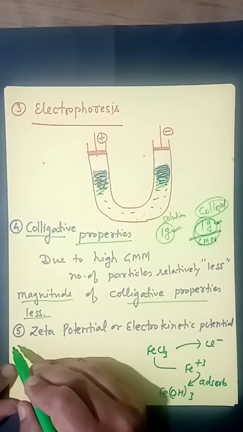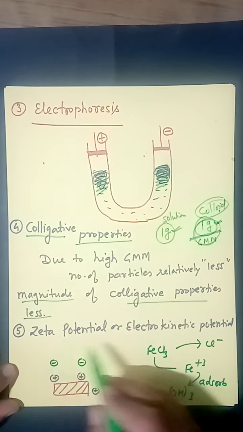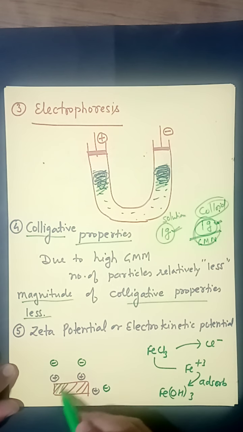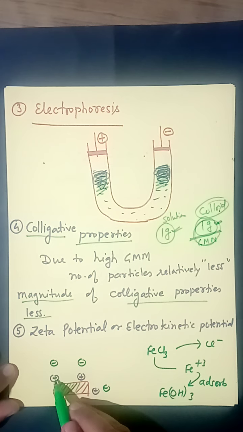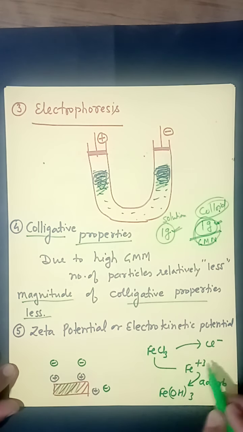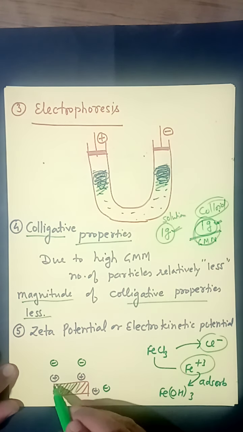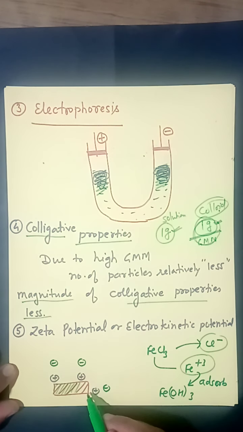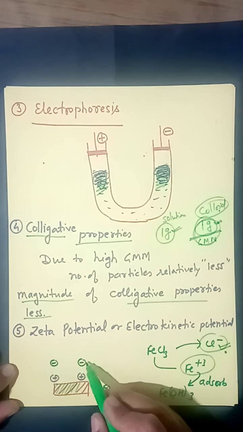The fifth property is zeta potential or electrokinetic potential. Now this is a colloid, as we discussed earlier. This is a particle which adsorbs a like ion. Here the like ion is a positive particle, this is plus plus plus, it adsorbs here. Now out of these two ions, that is iron plus 3 and chloride, iron plus 3 adsorbs over the surface of the particle. It forms a layer of positively charged particles, and because it carries positive charge, it attracts negatively charged particles from the solution, that is chloride. So chloride ions are also there.